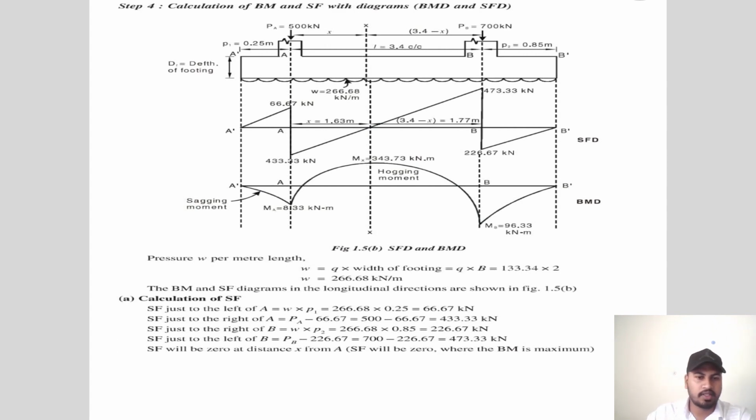So for the calculation of shear force, SF at the left of A will be 66.67. At the right of A will be 433.33. At the right of B will be 226.67. At the left of B will be 473.33. So SF will be 0 at the distance of x from A, where the bending moment will be maximum.